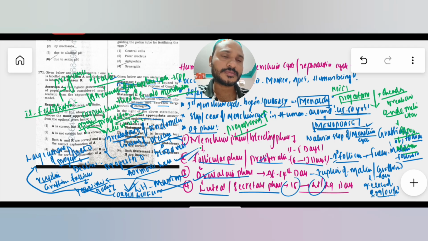Because the corpus luteum is there, the progesterone hormone level is high, so there is no menstrual phase, and this high progesterone hormone maintains the pregnancy. Quite the opposite, if the progesterone hormone declines, endometrium shedding will occur, and it comes in the form of blood, and that leads to the menstrual phase.